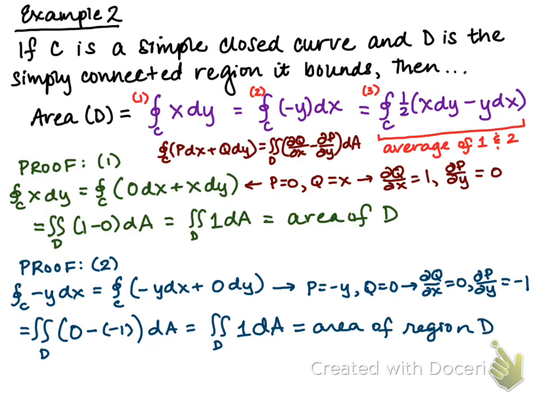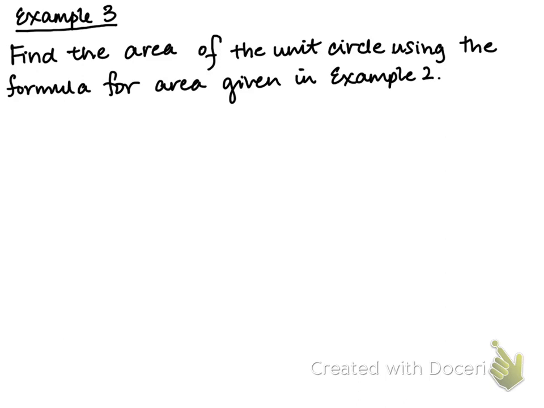Okay, so I've now proved the first two of these, and I'll use the third version in our next example. Okay, so example 3, find the area of the unit circle using the formula for area given in the previous example. Since I proved 1 and 2, I'm going to use form 3 of the formula for this problem, okay?